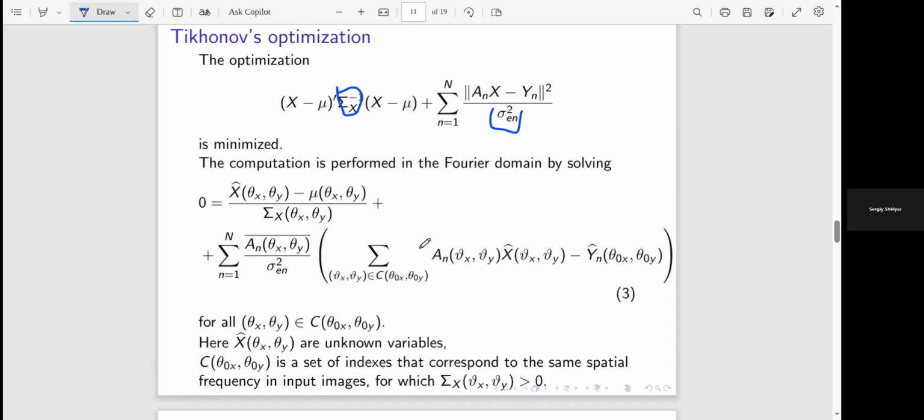Perhaps this sigma, I use the same for all images. Correct. If some image is bad, we can weight it. Yes, you can use different weights, a weight parameter. Yes.